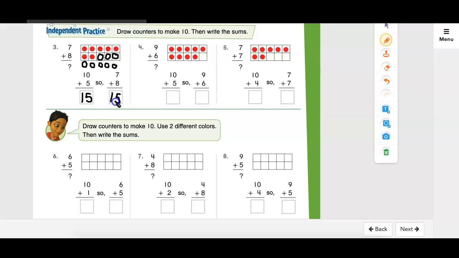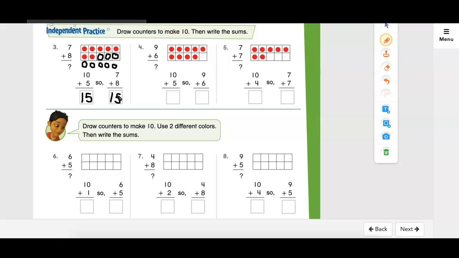Do you remember how we said our sums are going to be the same? So we used our tens frame, we made 10 and added 5, and that's the same as saying our 7 red counters plus our 8 other counters that we drew in. That's the same as showing 7 plus 8, which is 15.